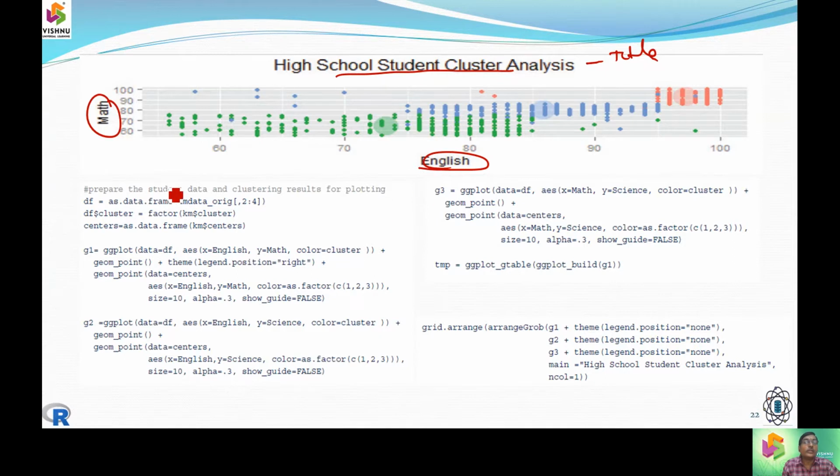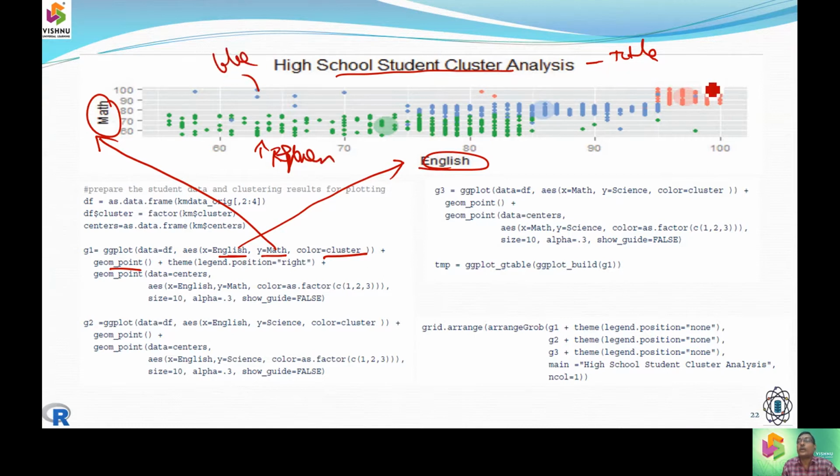So before that, we need to prepare the students' data with reference to the plotting. This is first between maths and English. We are writing English on the x-axis and maths on the y-axis, and then we need a color for the cluster. It will be with the geometric positions and the color of the cluster. We are going to have green, blue and red, the color of the clusters.